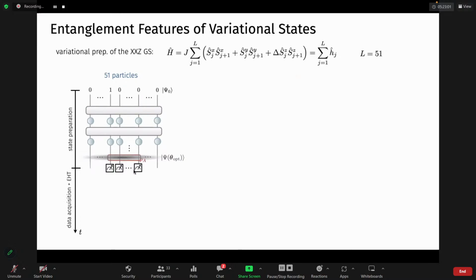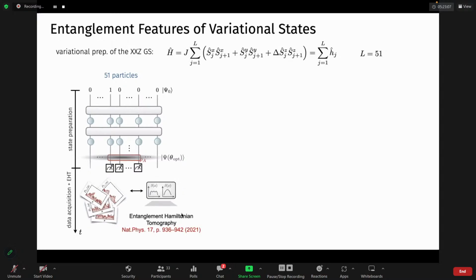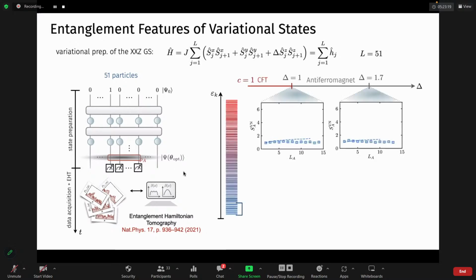After we prepare the ground state, we can analyze the state. We draw some measurement data from this state, and then we have ways of learning the entanglement Hamiltonian. I'm not going to explain how they work. They are written up in this paper. It's not very difficult. It's basically a fitting procedure. We did this for 2 different parameter regimes of this Hamiltonian, for delta equal 1, where the state is supposed to be critical, and for delta 1.7 in the antiferromagnetic phase.